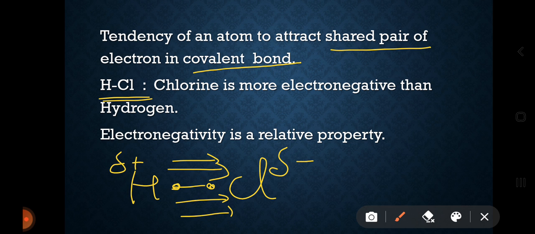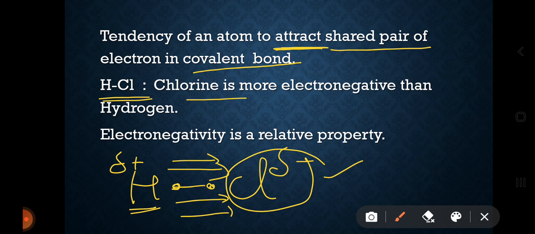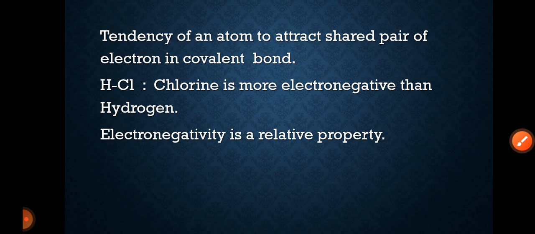Now from this you can tell that it is a tendency of the atom to attract. Here chlorine is attracting, so chlorine is more electronegative than hydrogen. That is what I have mentioned here. So hydrogen will be a lesser electronegative element than chlorine, and electronegativity is a relative property. Since it is a relative property, it has no unit. Fine, I think you have understood what electronegativity actually is.